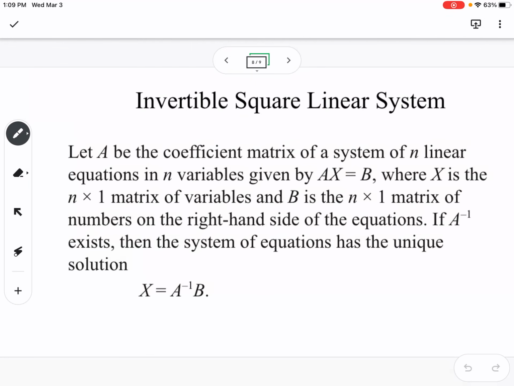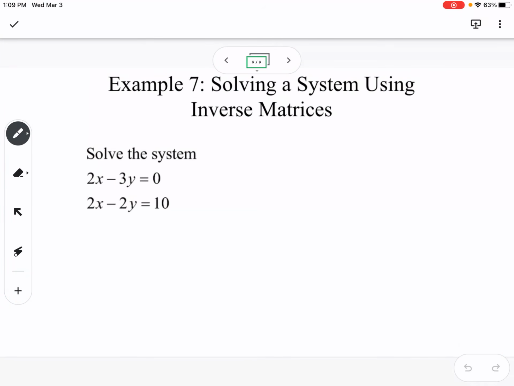So the last thing that we're going to talk about is how you can use the inverse of a matrix to also solve a system. So the invertible square linear system. If we have a system, we can write the coefficient matrix, which does not include the solution part, take the inverse of that, and multiply it by the solutions, and that will give us our variables. An example might make more sense than me talking about it. Okay, so solving a system using inverse matrices.